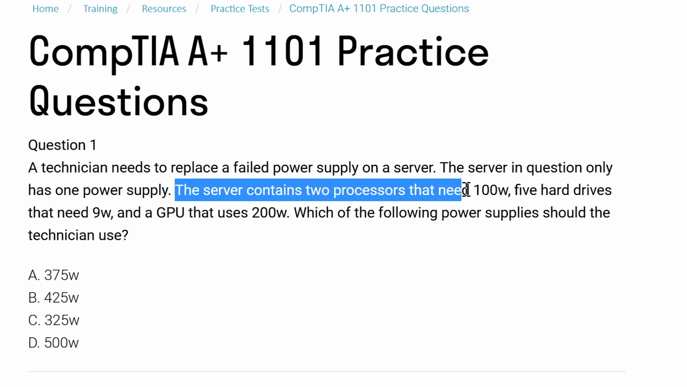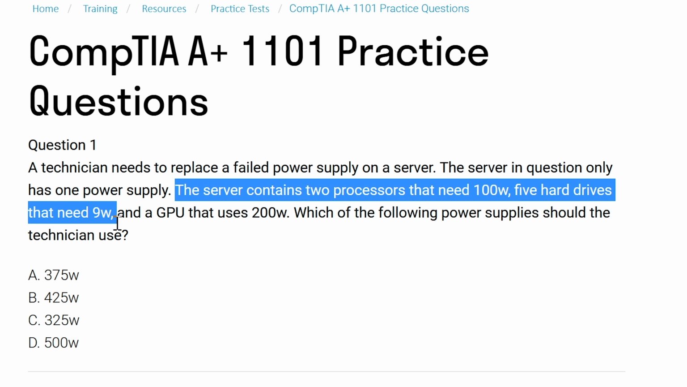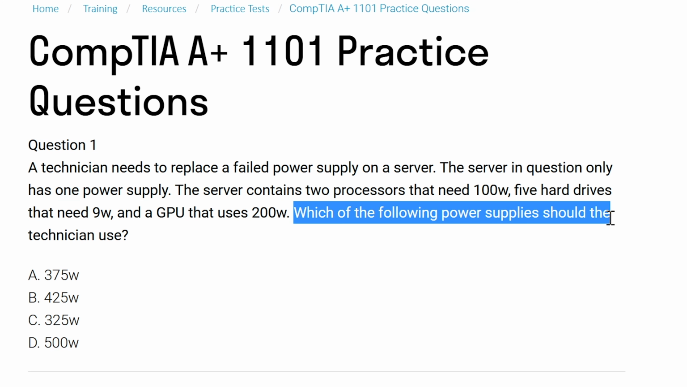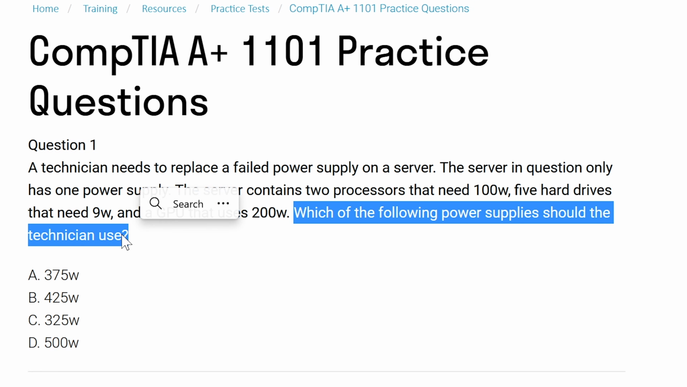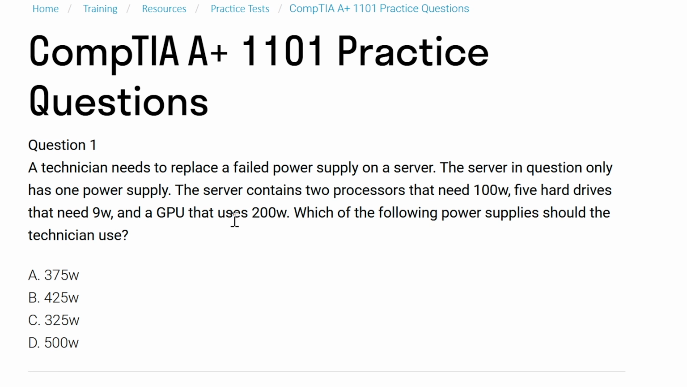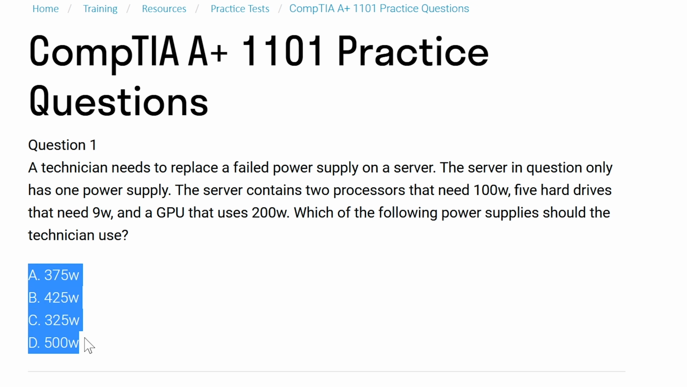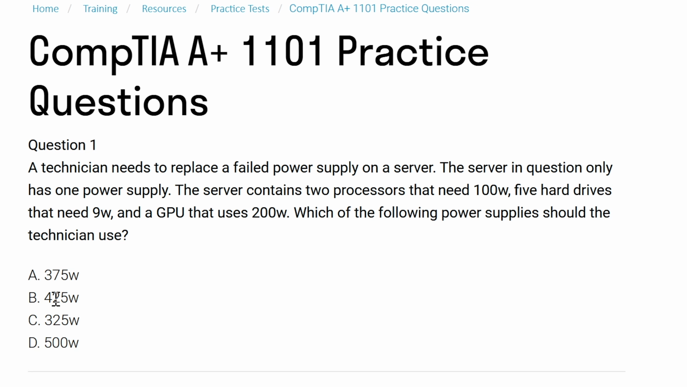The server contains two processors that need 100 watts, five hard drives that need 9 watts, and a GPU that uses 200 watts of power. Which of the following power supplies should the technician use? So in this case, we're just going to use logic, common sense, and a little bit of math to figure out which size power supply we're going to use when it comes to the wattage. Wattage meaning how much power is provided, and also in this case we need to consider how much is required for all of these components to work optimally and to basically just work without failing when it comes to the power supply. So here it is.